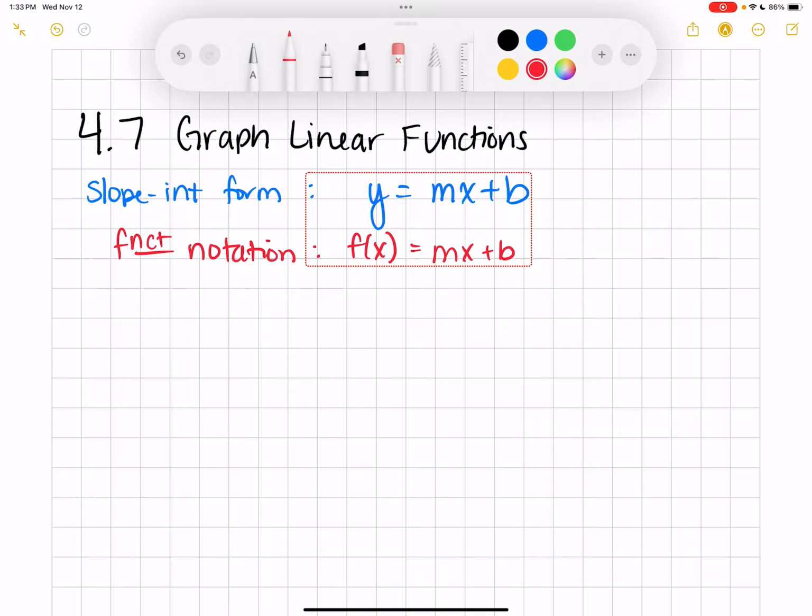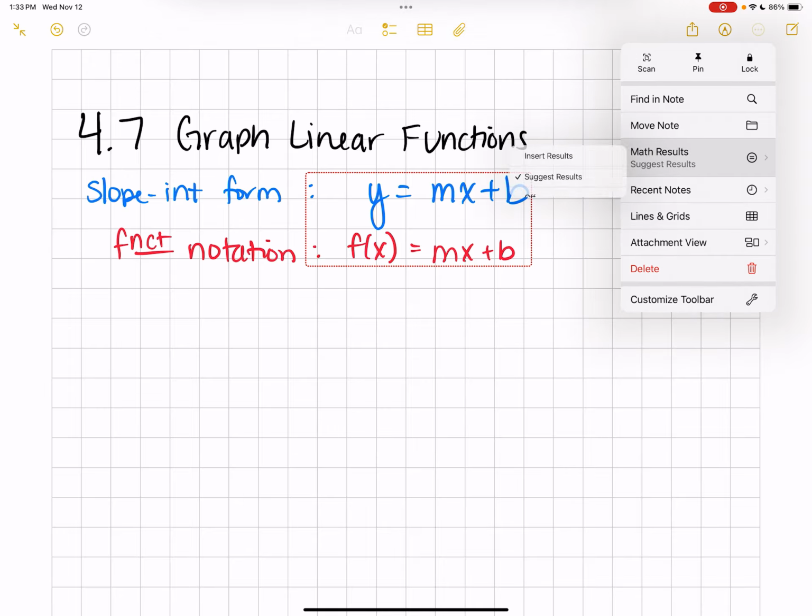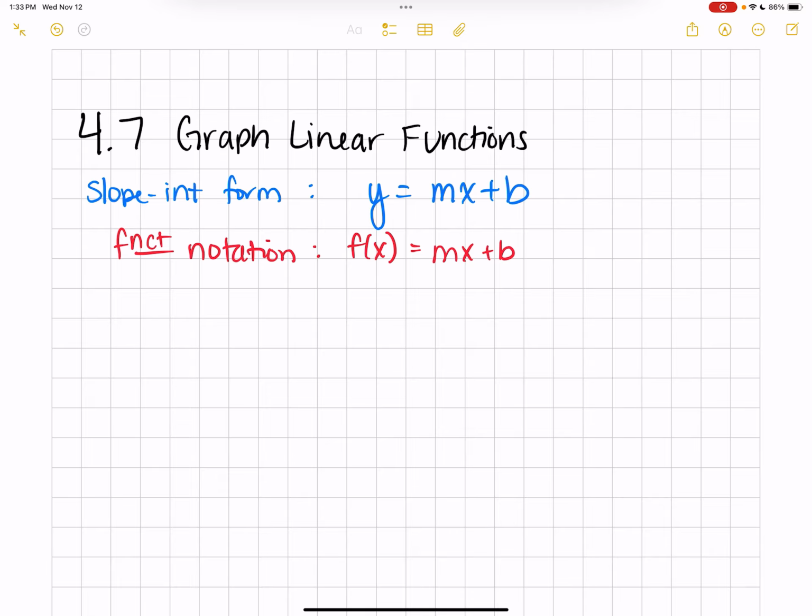Okay, f of x, you're not multiplying anything, it's just a notation saying this is a function of x. As x does whatever, y does this. That's all that means. So people tend to get confused. It doesn't mean anything other than just y. When you're graphing, if you want to, just change f of x and rewrite it as a y.